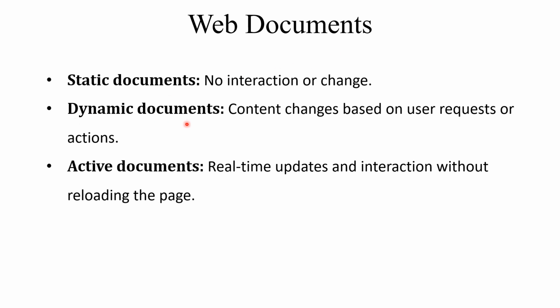Dynamic documents are web pages that can display different content based on various factors such as user input, session information, or data retrieved from a database. And the third category, active documents, are web pages or applications that are highly interactive and can change content or behavior dynamically in real time, often without requiring a page reload.